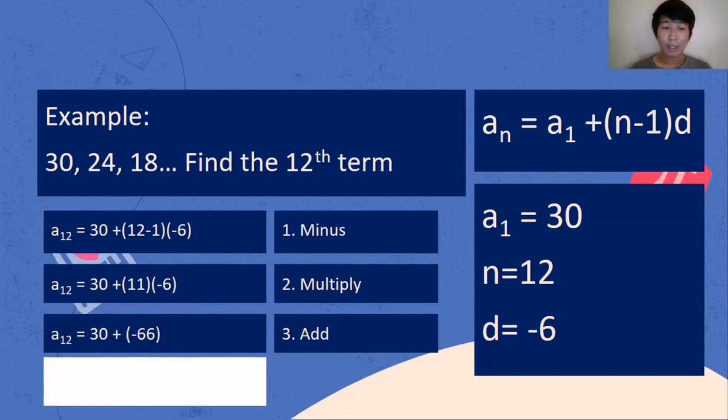That means our answer is negative 36 because we have dissimilar terms, dissimilar in terms of signs. They are not the same in terms of signs. That's why we subtract them and we follow the sign of the number with the higher absolute value. That's why the answer is negative 36.